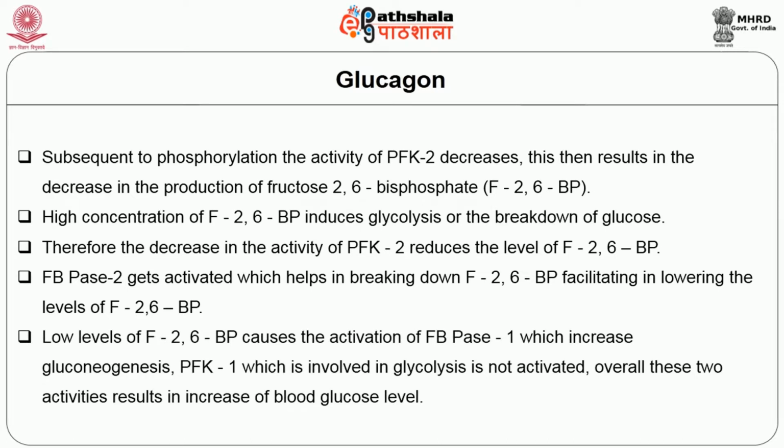Low levels of F2,6BP cause the activation of FBPase1, which increases the gluconeogenesis. The PFK1, which is involved in glycolysis, is not activated. Overall, these two activities result in increase of blood glucose levels.